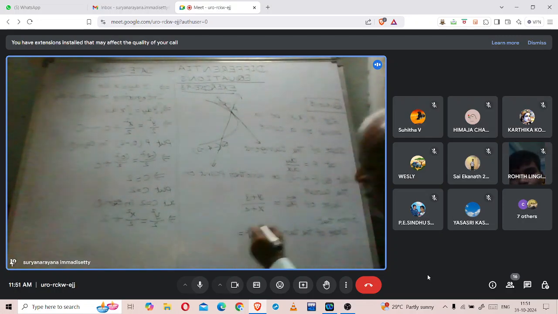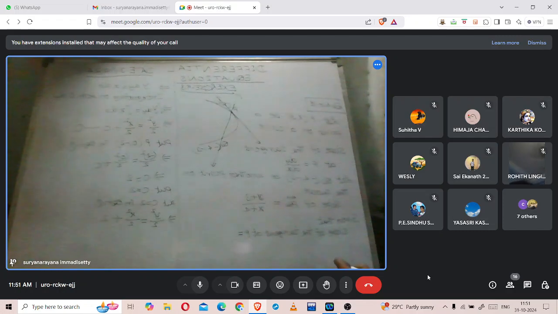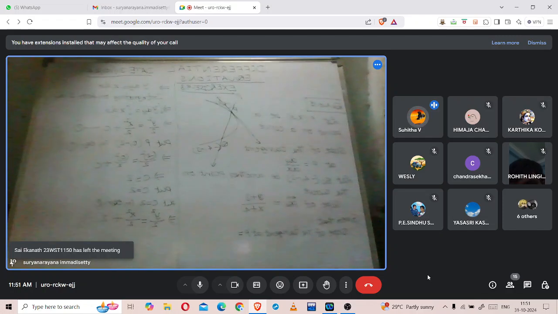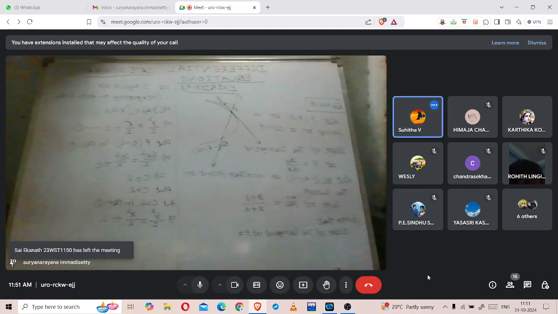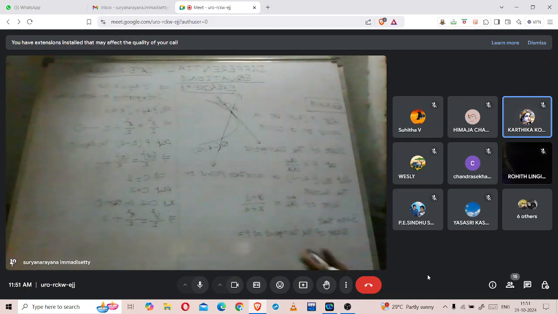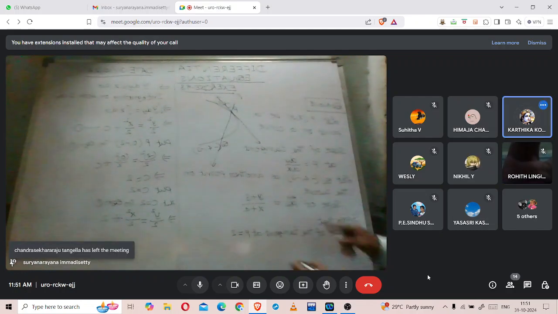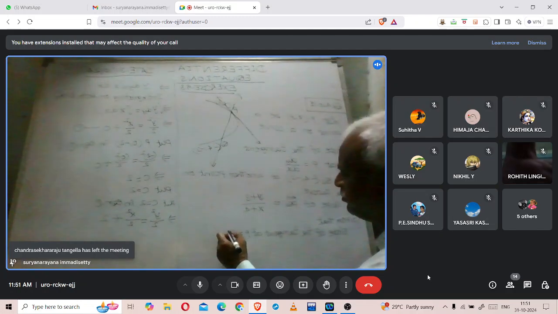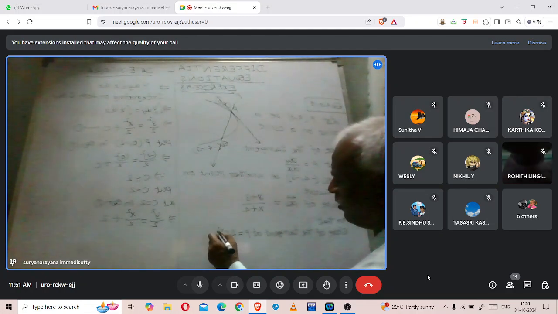What is meant by twice? Suhita, Himaja, Kartika. Sir, twice means into 2. Twice means we need to multiply with 2. So it is 2 into the slope of PQ.